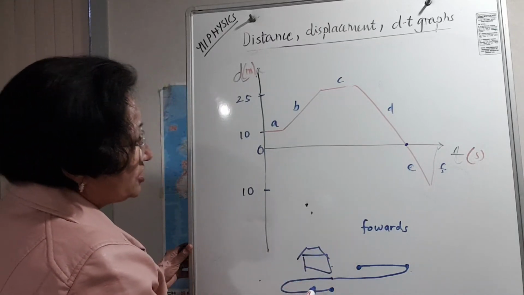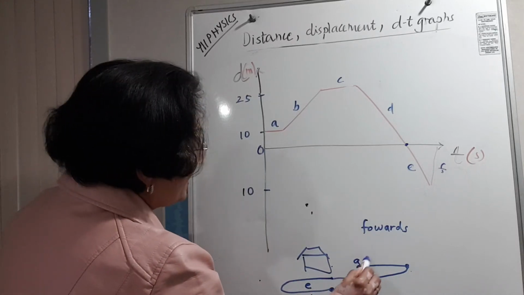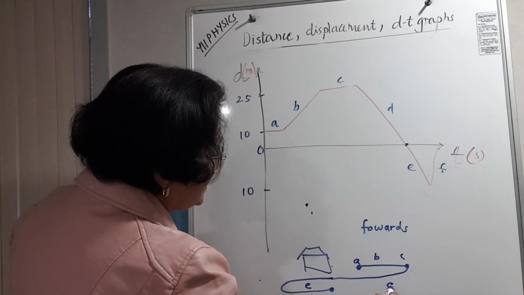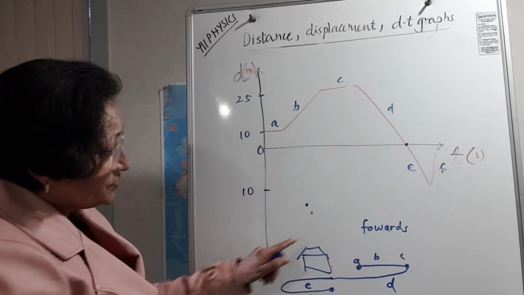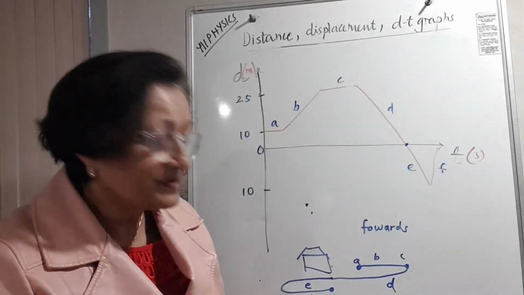So that's this journey. So this is your F, this is your E, this is your A, that's your B, C is stopped, and then that's your D, and so on. So I've just linked this line to that graph. So I hope that helps.